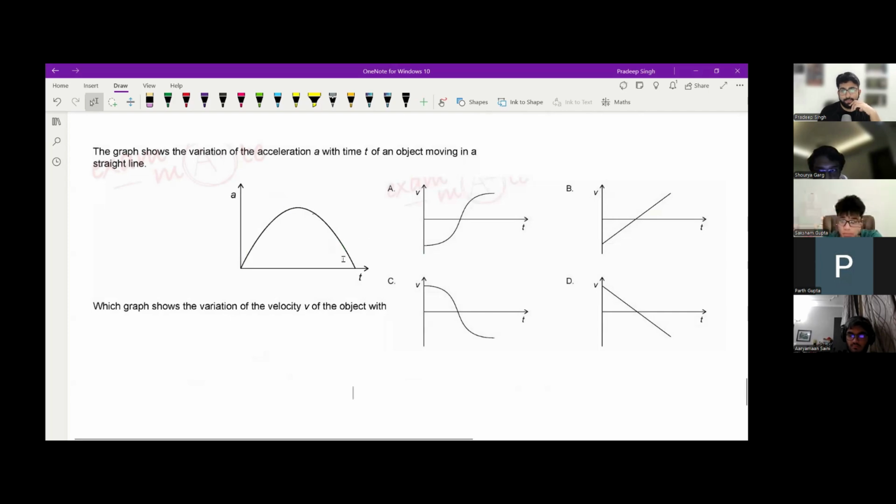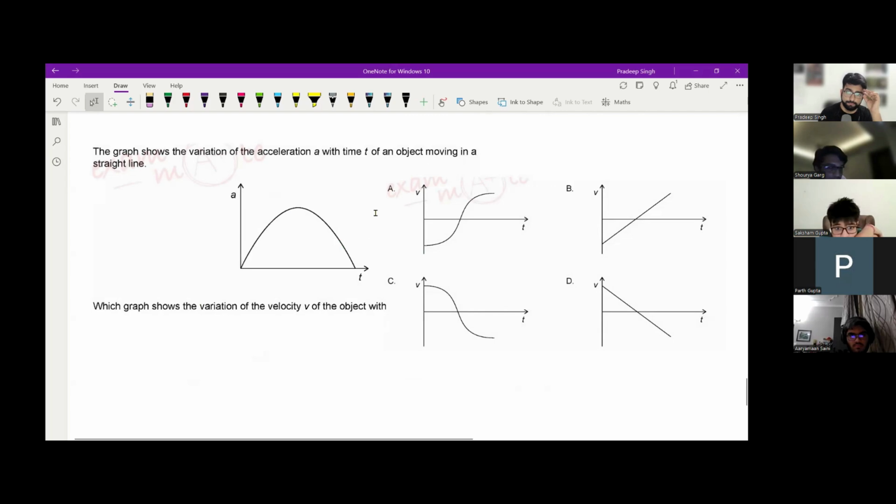Acceleration versus time is given. We need to figure out the variation of velocity with time. So the answer should be A, right? The answer in this case might be B. No, it will be A. Okay, let's start with you, Saksham.